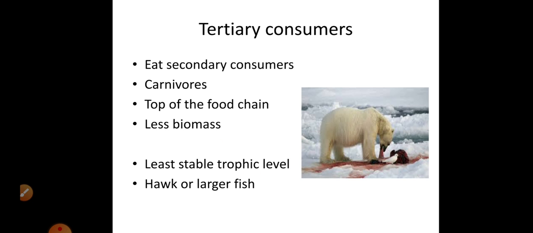Okay, and we have tertiary consumers. They feed on secondary consumers. Also, they are carnivores because they feed on other animals, and they are mostly the top of the food chain, but sometimes we also have quaternary consumers. They are the least in biomass, like hawks and larger fish.